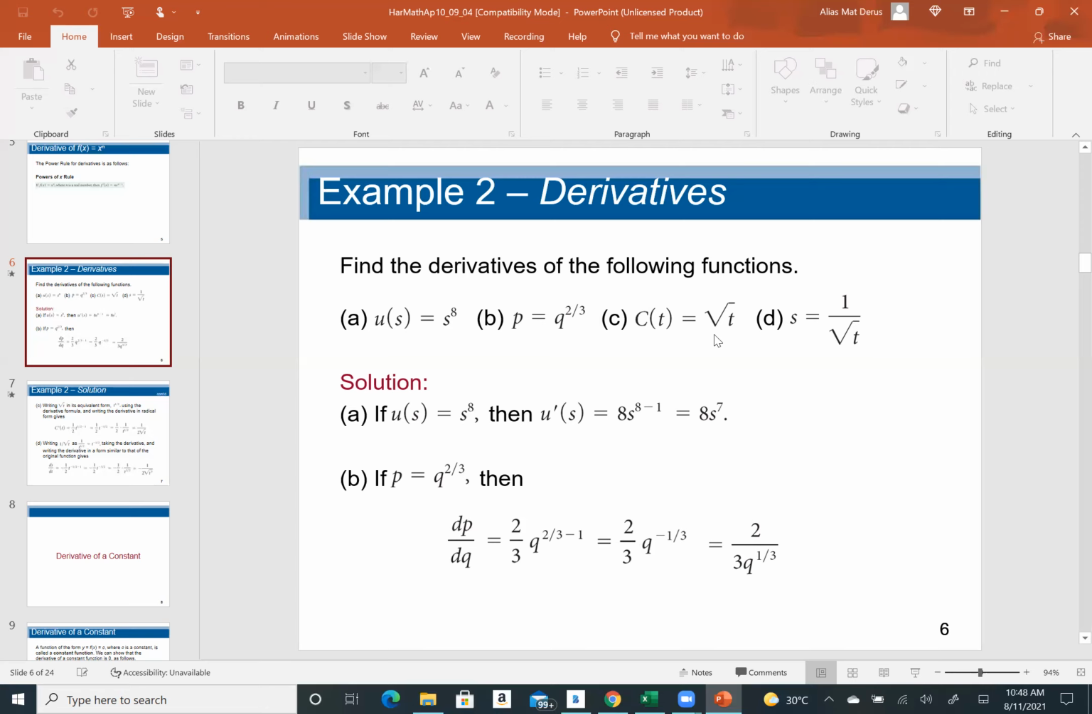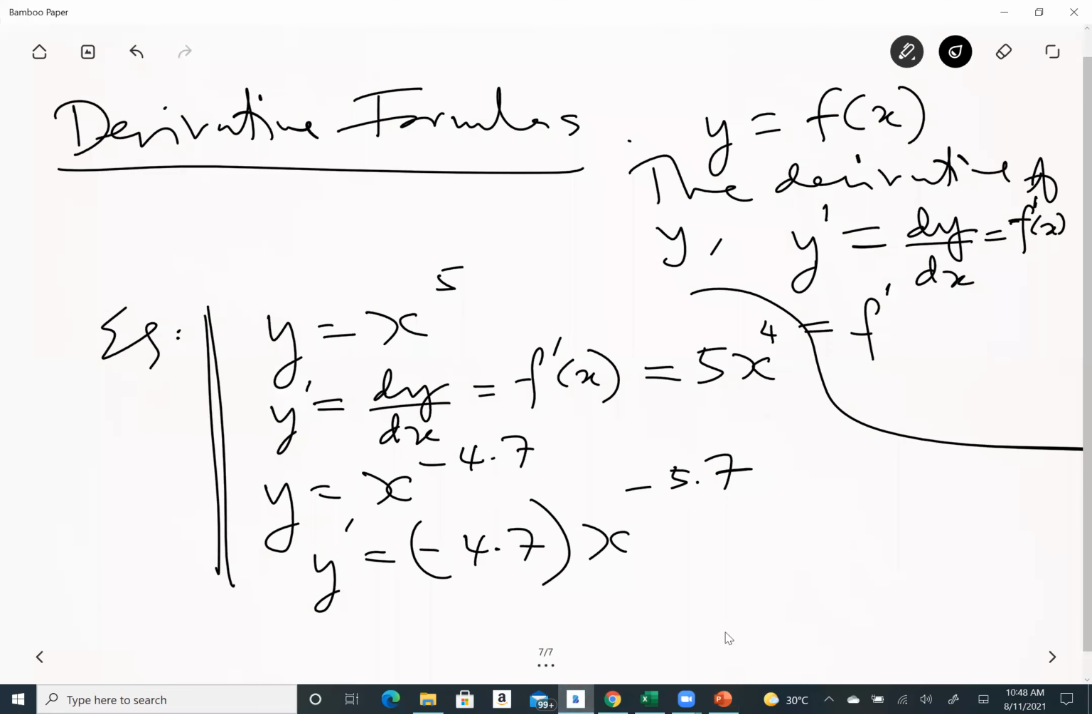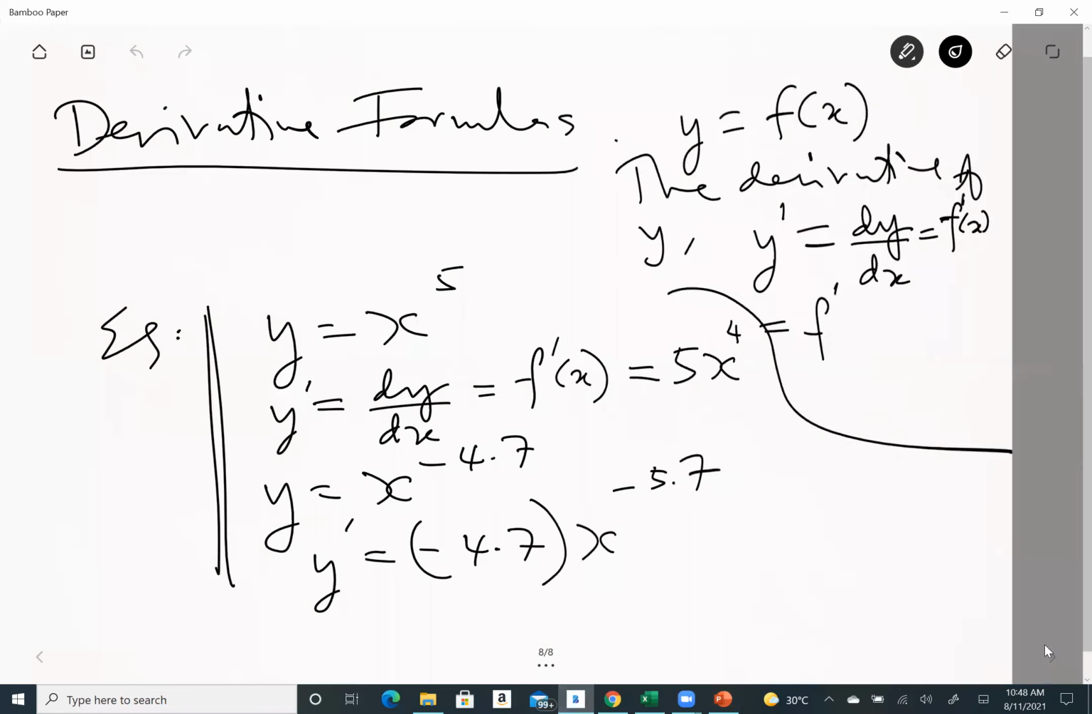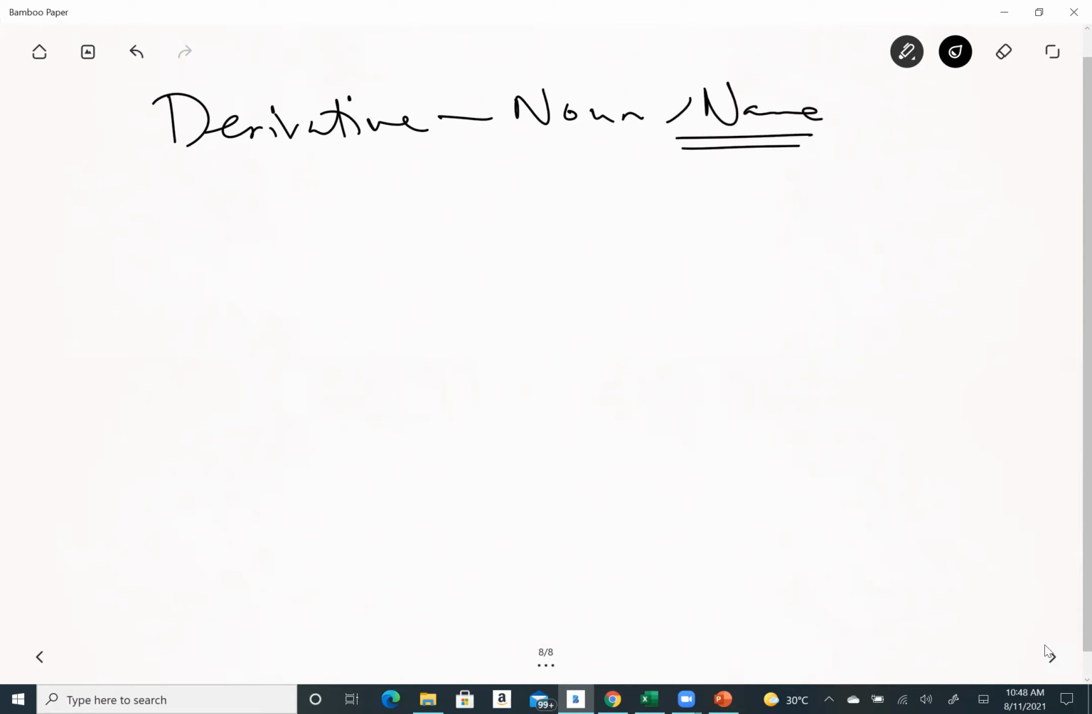c. Okay, square root of t. Now what is square root of t in terms of a number? You cannot differentiate. Oh yeah, there's another term. Find the derivative. Derivative is a noun. Okay, find the derivative. Derivative is a noun, the name of the function. That's derivative. Now, the verb, right? The verb, that means the process of doing it. We call it differentiate.